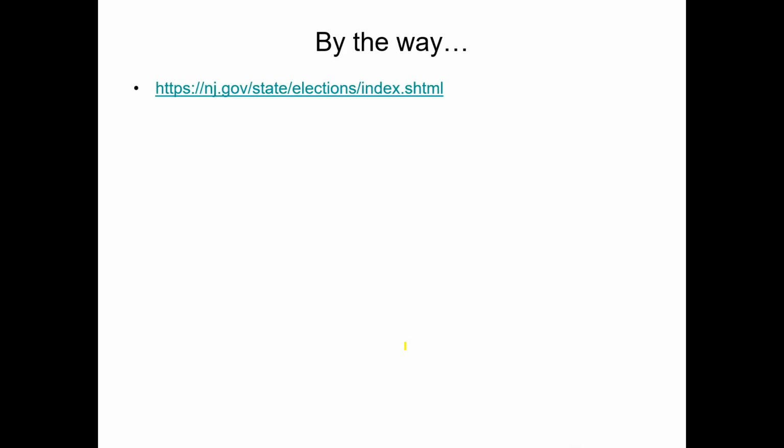So by the way, this is my own public service announcement. It is really very easy to register to vote in the state of New Jersey. You can go to this website, which is the New Jersey Division of Elections, click on register to vote right there at the top, then click on your county. My county is Bergen County.